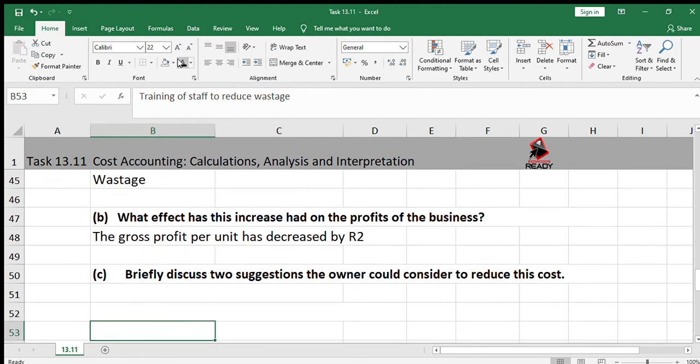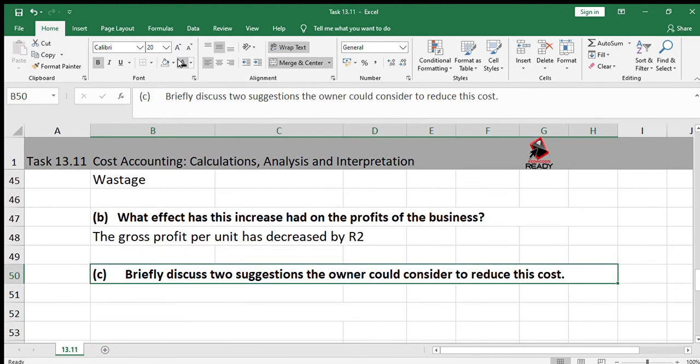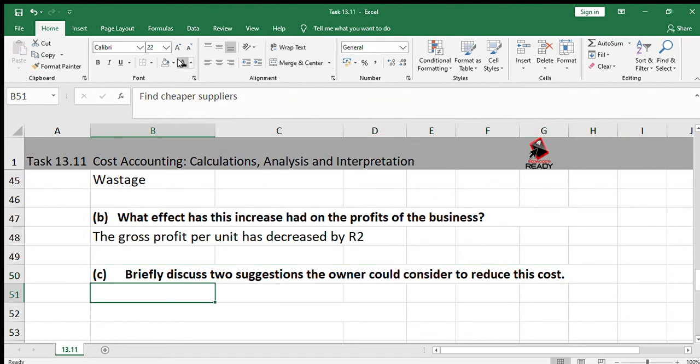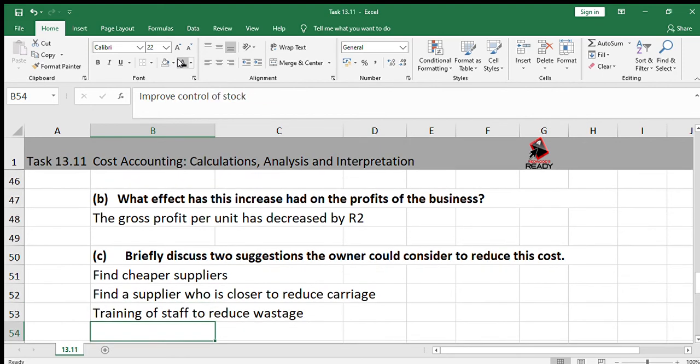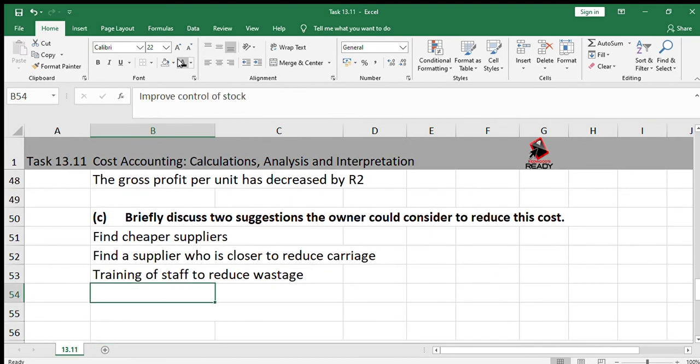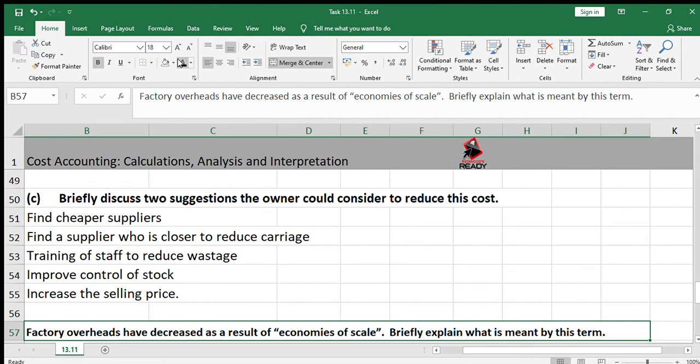Okay, then briefly discuss two suggestions owners should consider to reduce this cost. So how can we reduce the direct material cost? One thing is to find cheaper suppliers. To find a supplier who is closer to reduce carriage. To train the staff in order to reduce wastage. Improve the control of stock, so that means to ensure that stock is not being stolen. Can also increase the selling price to increase the gross profit.